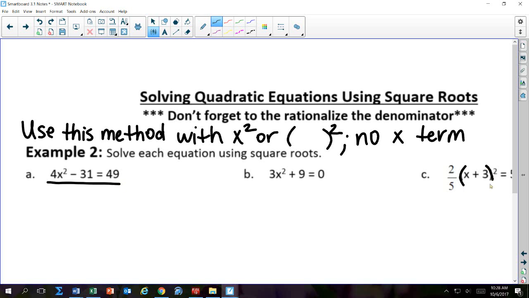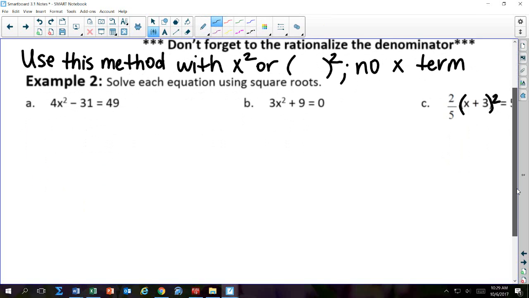I see a quantity squared, but I don't see an additional x term outside of those parentheses. So if I see a quantity squared with no additional x term outside the parentheses, I know that I'm going to solve the quadratic equation using square roots. That's what clues me into it. So looking at this first example, part A, I'm going to solve using square roots, and I need to try to isolate the x squared term.